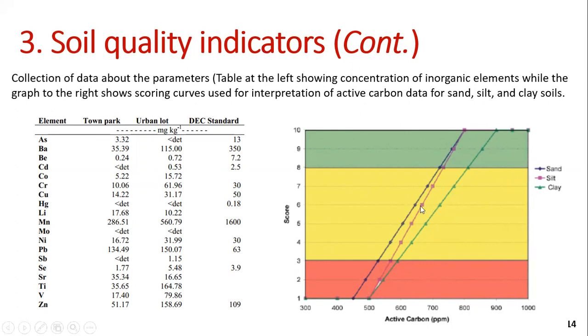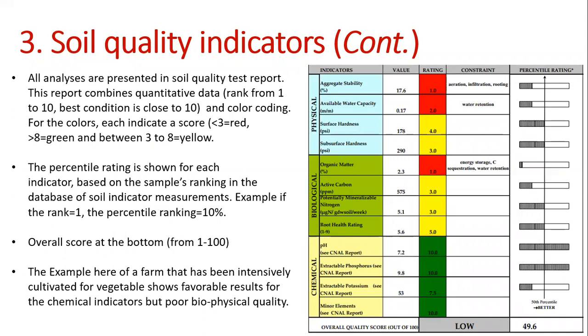Now, what does it mean to have a score of 5.5 and the color yellow? Let's look at this. The final output of this framework is basically a nice table like this. In this table, you have the indicators: the physical, the biological, and the chemical aspects. You have different parameters that you measure. Then you have the value that you assess, and then you have something called rating. Now, what is rating? The rating is basically the score value and the color. You notice that you have different colors: red, yellow, and green.